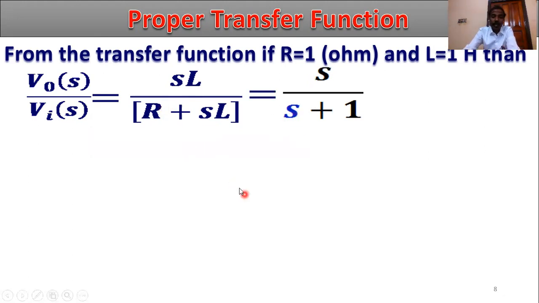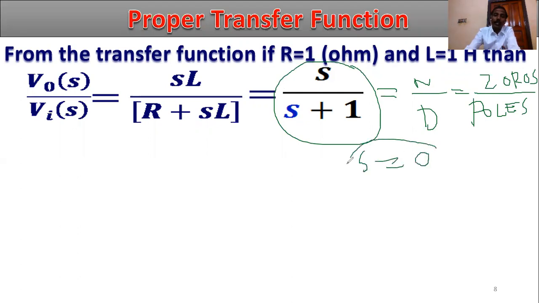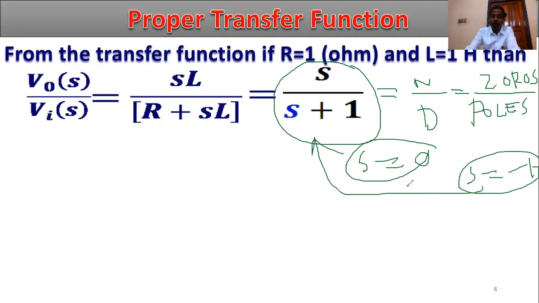From this transfer function, this is the numerator and this is the denominator. The numerator gives the zeros of the system, and the denominator gives the poles of the system. For this particular transfer function, s equals 0 in the numerator, that means a zero at the origin, and s equals minus 1 is the pole.